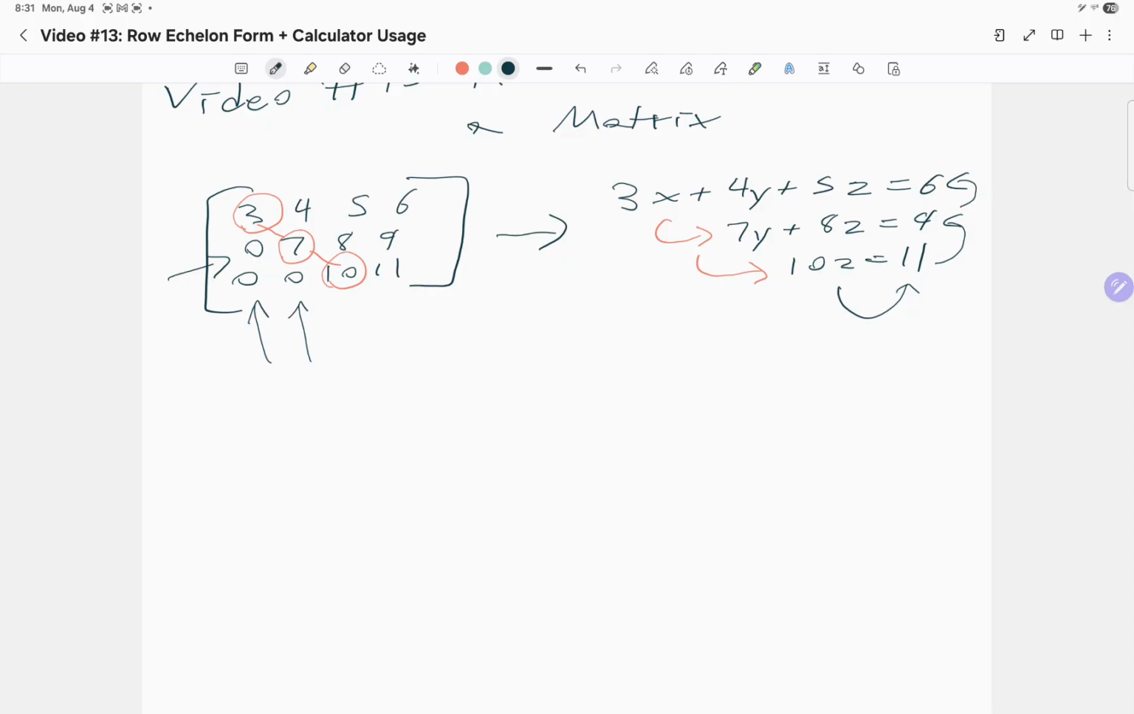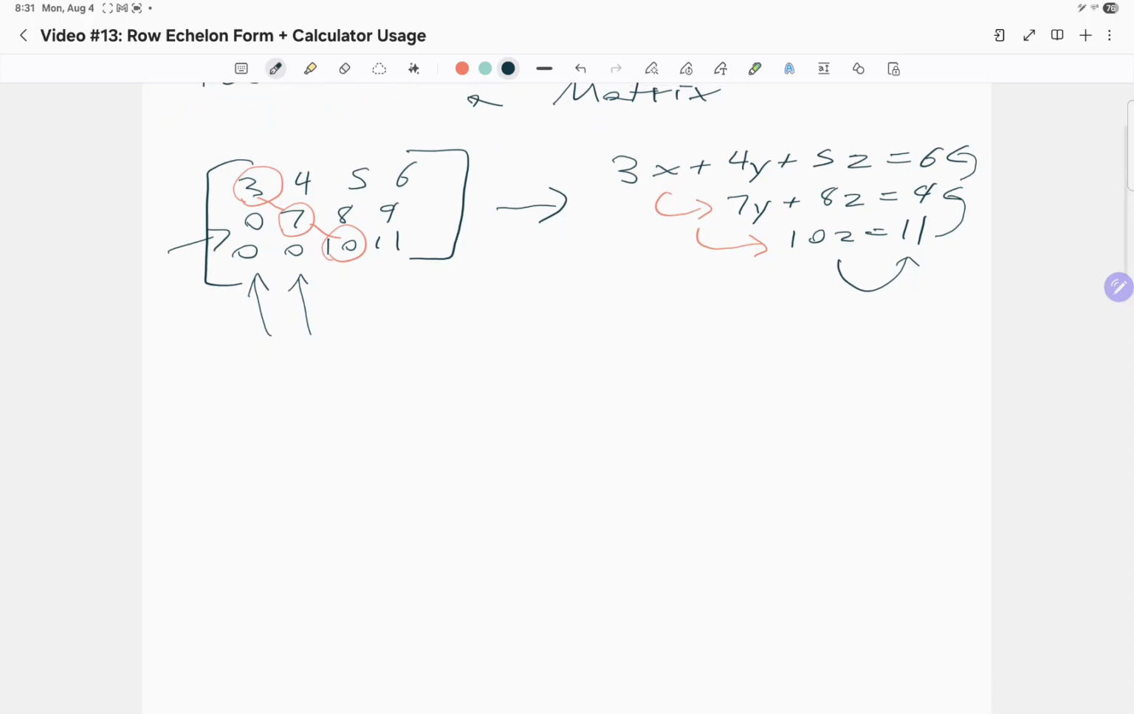So let's start off with an example of a matrix not in row echelon form. So if we have the matrix, I know I'm very unoriginal with these, right? So if we have this matrix, this is not in row echelon form. It is another 3 by 4 matrix, but it's not in row echelon form.